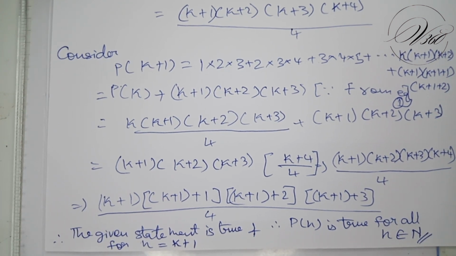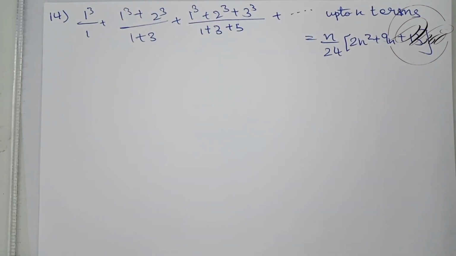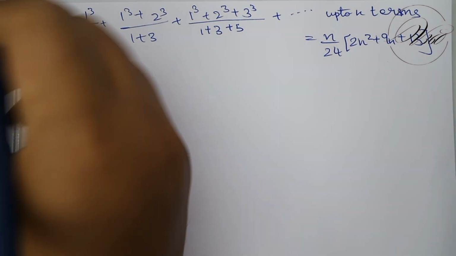Now we'll go ahead to the 14th question, that is going to do the 14th problem, that is 1 cube by 1 plus 1 cube plus 2 cube by 1 plus 3 plus 1 cube plus 2 cube plus 3 cube by 1 plus 3 plus 5 plus up to nth term, that is equals to n by 24 of 2n square plus 9n plus 13. Now we are going to solve this problem.